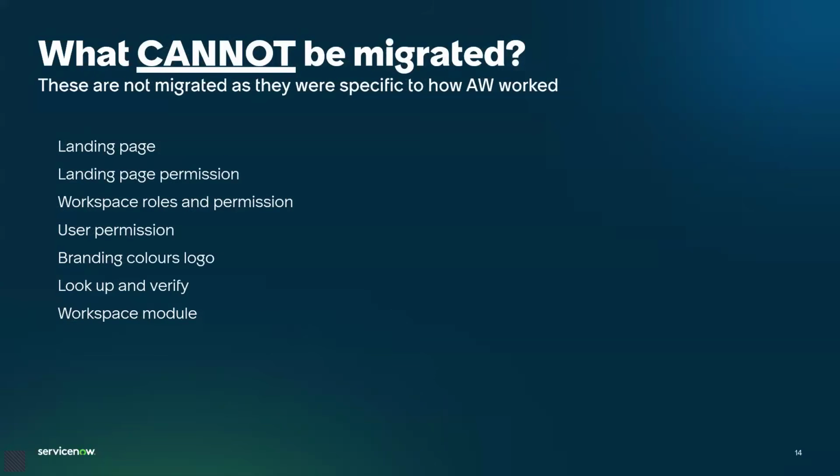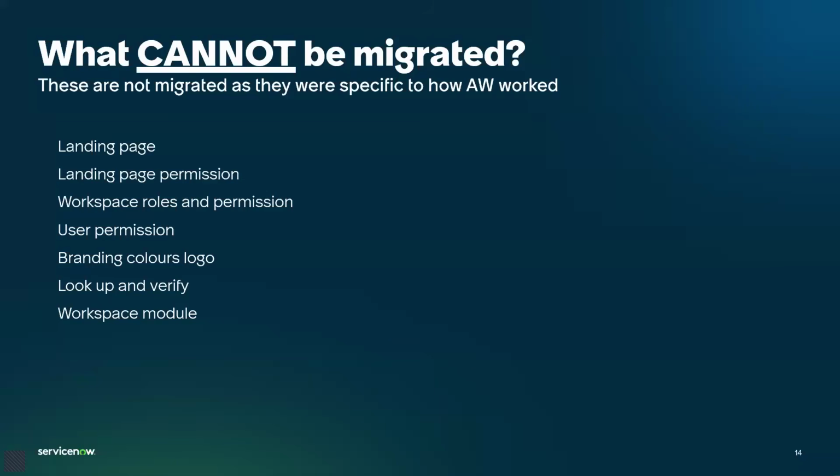And here we have what cannot be migrated. So most of these features are specific to how Agent Workspace works. And it's important for you to know what cannot be migrated, so these are steps that you may have to do on your own. Here we have landing page permission, workspace roles and permissions, user permissions, branding colors and logo, lookup and verify, workspace module.